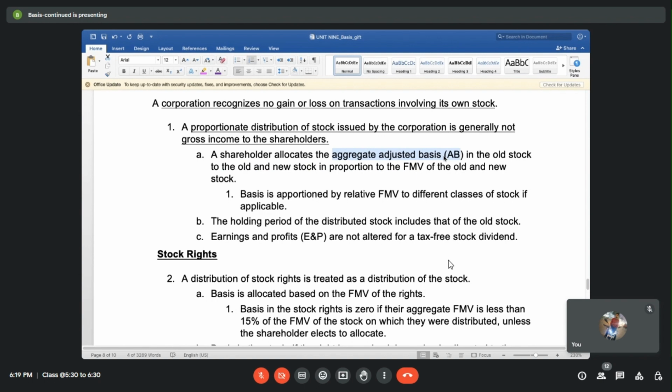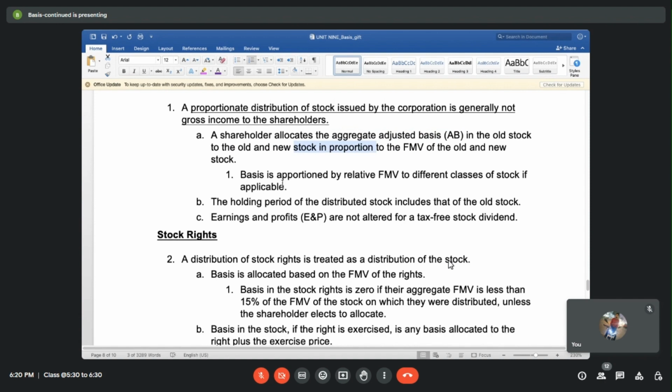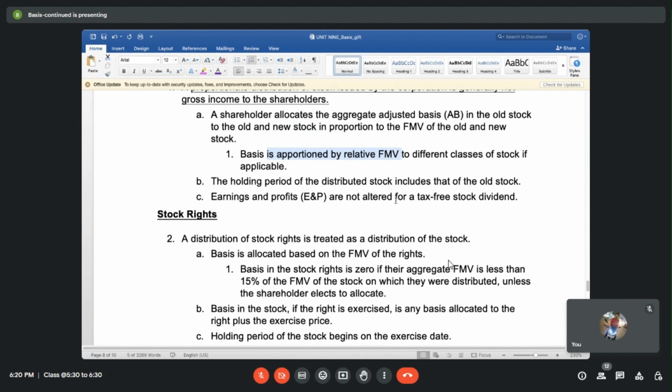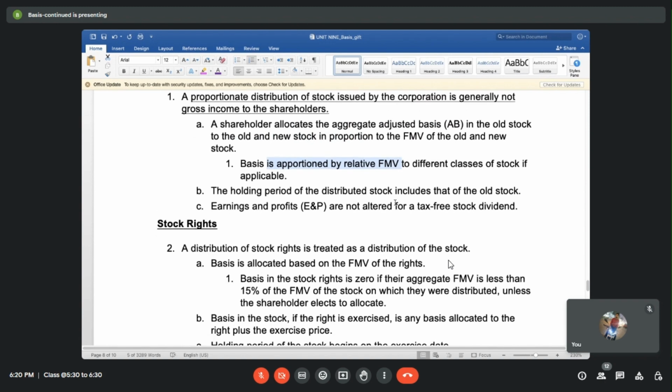But how do we give the value to those 10 shares? Now they're saying, okay, you bought these 100 shares 10 years back. There's a different basis. The new shares, 10 shares, were given to you on today's date. So let's look at what is the fair market value as of today. And then we have to use that proportion. So we'll do some examples that will make it clear. Basis is apportioned by relative FMV to different classes of stock. If there are different classes, also common stock, something else, or convertible, non-convertible, whatever, those also we need to see what is the relative fair market value.